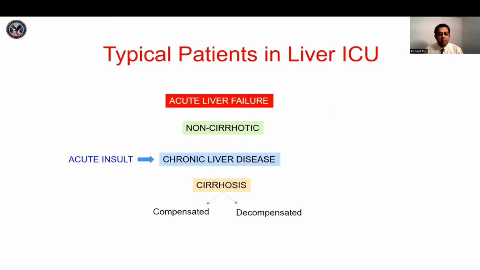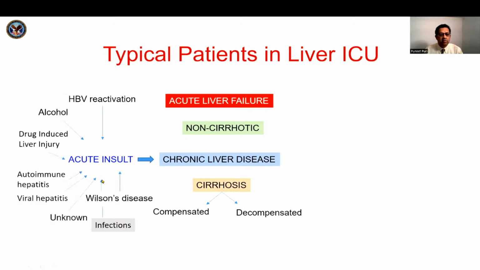What kind of patients do we typically see in an ICU setting that have liver disease or an underlying liver problem? Generally, those that have presented with an acute insult, either in the setting of no known prior liver disease leading to acute liver failure, or those that have known chronic liver disease, either non-cirrhotic or with cirrhosis. They could either be compensated or decompensated. This acute insult could come from a variety of sources, as shown here, including viral infection, autoimmune etiology, alcohol abuse, and drug-induced liver injury, among others.